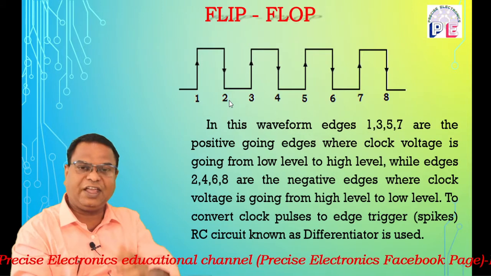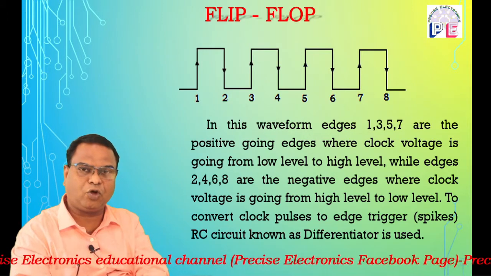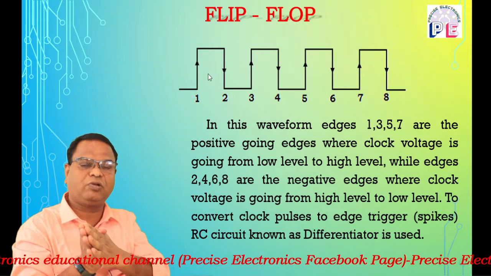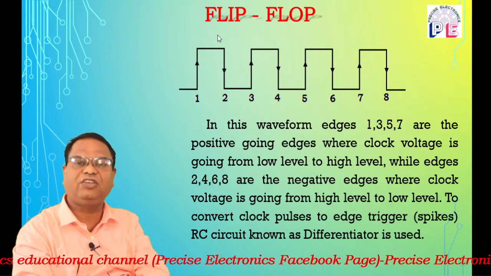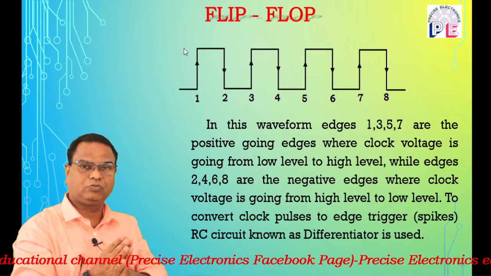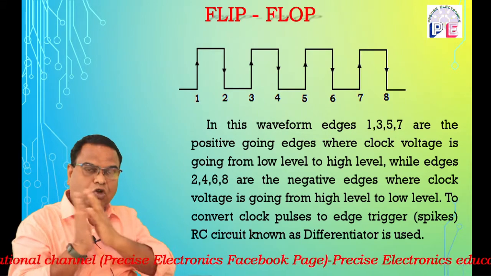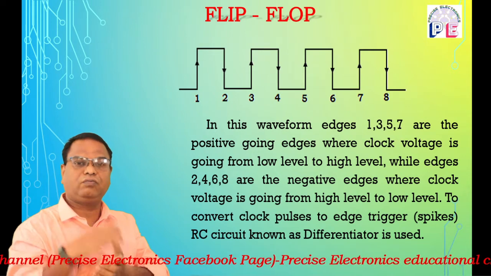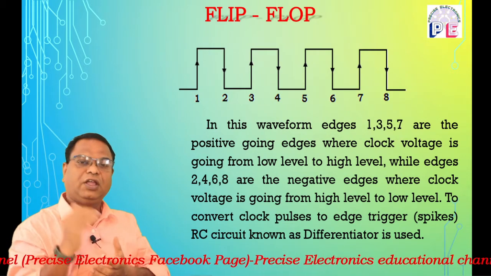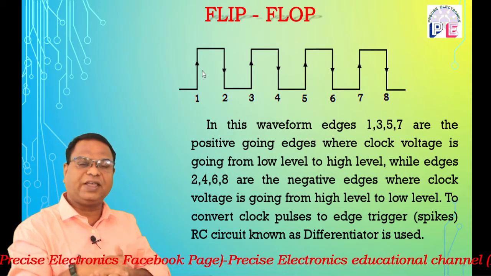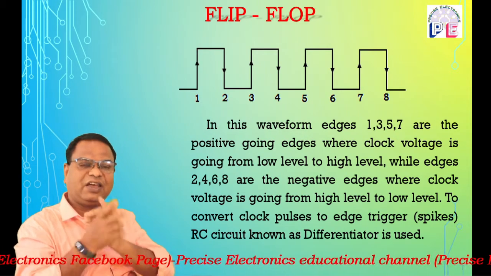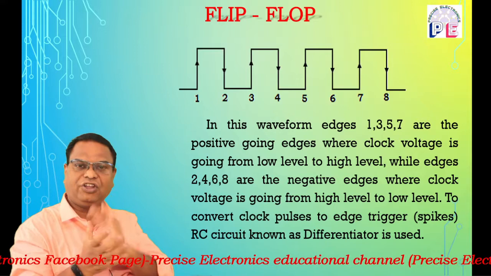When the transition of the flip-flop occurs at the positive or negative edge of the clock pulse, these flip-flops are known as edge trigger. But this clock pulse is not directly applied to the clock terminal of the flip-flop. It is converted to spikes, and then those spikes are applied to the flip-flop. When the spikes are applied, it is known as edge trigger flip-flop.